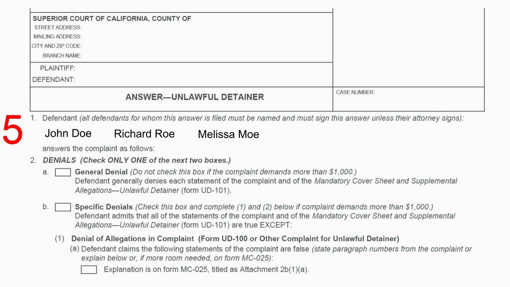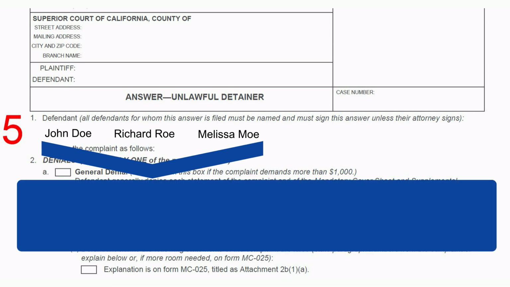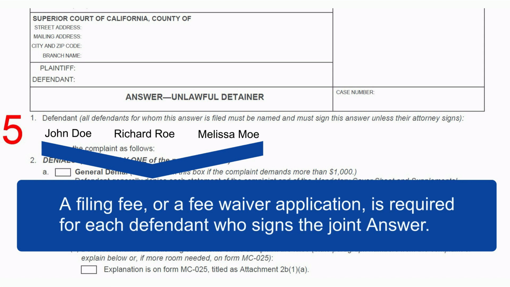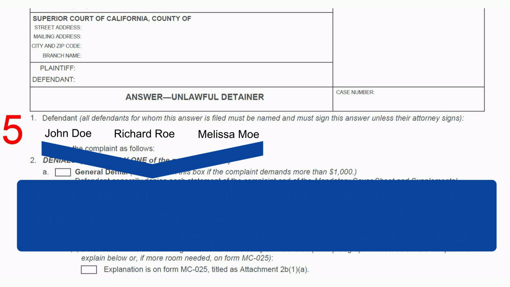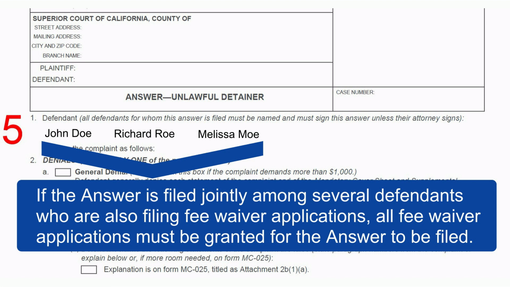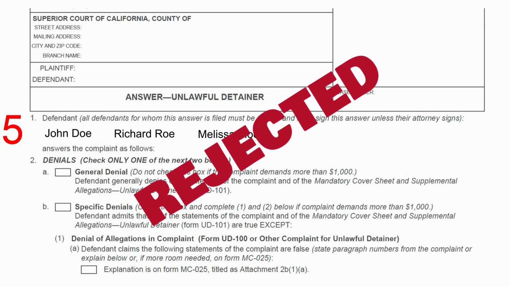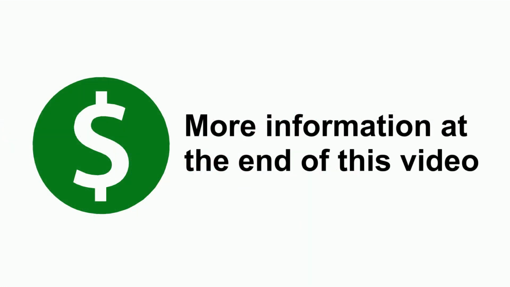By not completing their own separate answer, this means that each defendant will be sharing the same legal arguments made in the joint answer in defending their own eviction. A filing fee or a fee waiver application is required for each defendant who signs the joint answer. Please note, if the answer is filed jointly among several defendants who are also filing fee waiver applications, all fee waiver applications must be granted for the answer to be filed. If one fee waiver application is denied, the entire answer is rejected, and that means that no one has filed an answer. More information regarding the fee and fee waiver can be found at the end of this video.